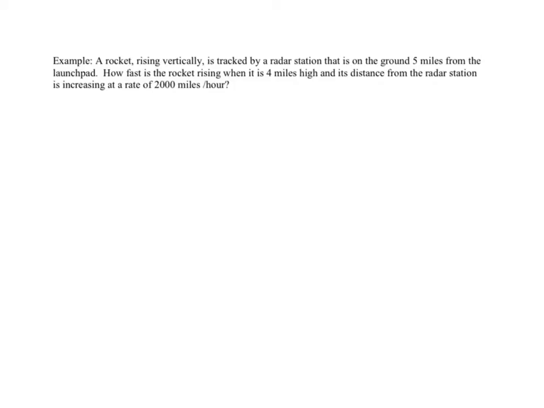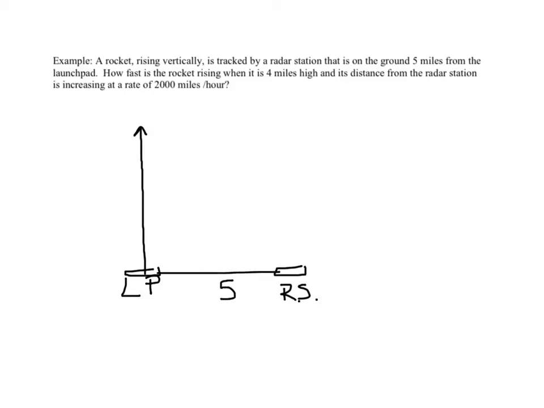So we have a rocket rising vertically. Hopefully you can picture that. Okay, so I'm just going to put an arrow that's rising vertically. It is tracked by a radar station that is on the ground 5 miles from the launch pad. So my rocket is coming out of the launch pad, of course, and I have a radar station 5 miles from it. So I think you can see that we are making a nice right triangle here. And I'm just going to go ahead and finish off the rest of that triangle.